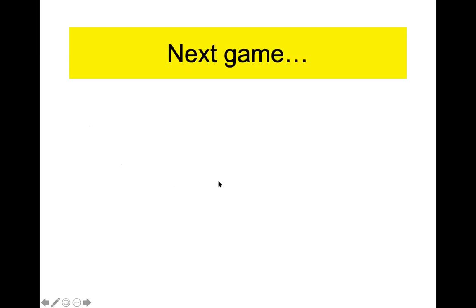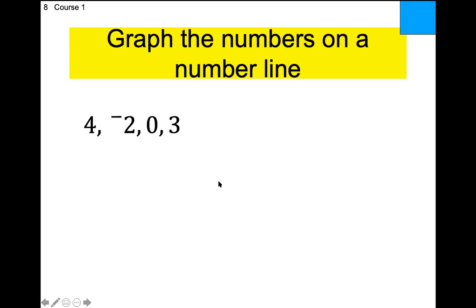All right, next game. They're going to give you a series of both positive and negative numbers, and they will ask you to put those numbers on a number line. So putting those numbers on a number line. Caitlin, can you kind of figure out what would be the best technique to do this? Not really. Okay, here's the best technique.